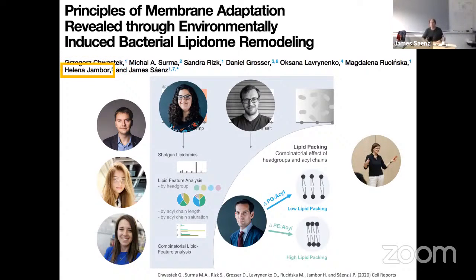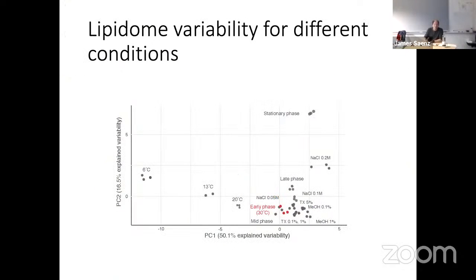And finally, Helena Jambor is a data visualization expert who helped us to make the final visualizations, which in turn also helped us design some of the experiments. So there is a positive feedback loop between visualization and experimentation. Okay, so the first thing we did was just ask which conditions cause the lipidome to change.